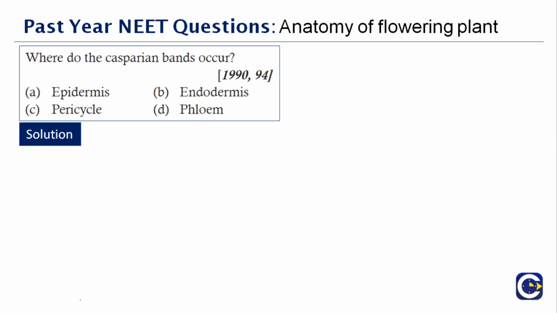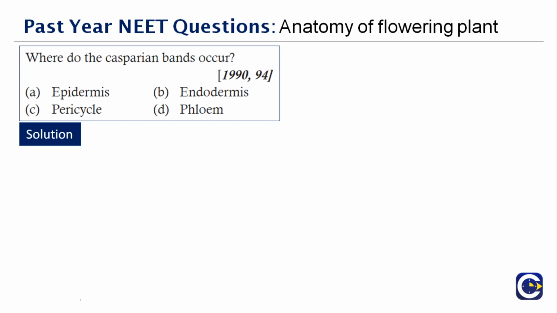Now, you have to know what Casparian bands are. You're given four options here. What are the options? Epidermis, then you have the phloem, pericycle. But what do you mean by Casparian bands? You have to know that first.